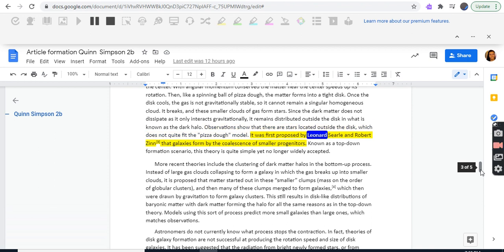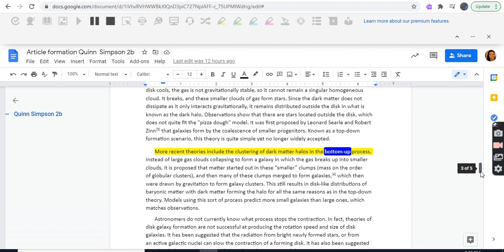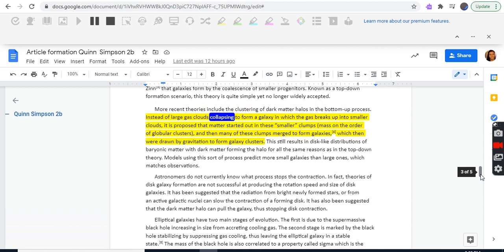It was first proposed by Leonard Searle and Robert Zinn that galaxies form by the coalescence of smaller progenitors. Known as a top-down formation scenario, this theory is quite simple yet no longer widely accepted. More recent theories include the clustering of dark matter halos in the bottom-up process. Instead of large gas clouds collapsing to form a galaxy in which the gas breaks up into smaller clouds, it is proposed that matter started out in these smaller clumps, mass on the order of globular clusters, and then many of these clumps merged to form galaxies, which then were drawn by gravitation to form galaxy clusters. This still results in disk-like distributions of baryonic matter with dark matter forming the halo for all the same reasons as in the top-down theory.